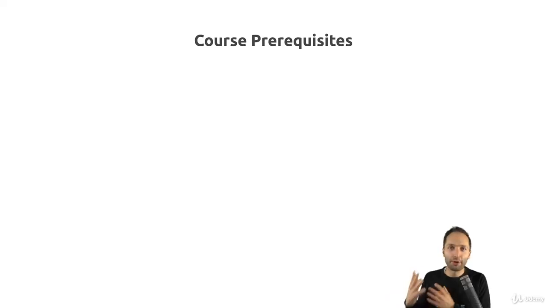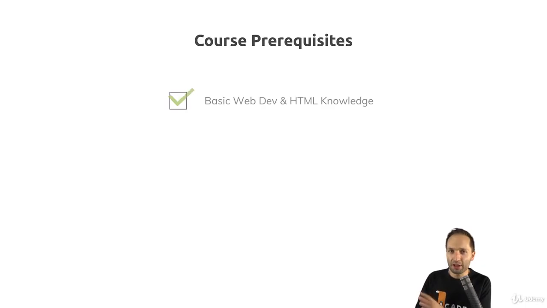What are the course prerequisites? What does it take you to succeed in this course? We talked about that already at the beginning of this module. You need to have at least some basic HTML knowledge. That's really important because CSS builds up on HTML and therefore knowing at least the basics, well, is a must.